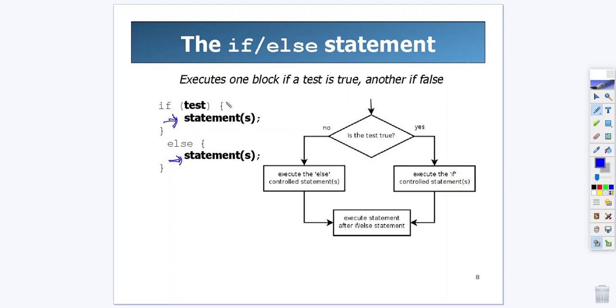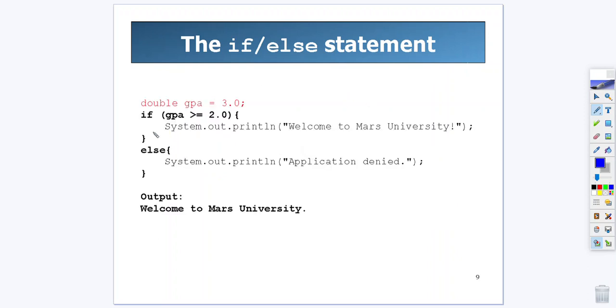All right, so just be mindful that I expect to see braces every time you write an if, or every time you write an else. Anyway, so either I do this or I do that, one or the other. So here, I'm either going to be accepted to Mars University or my application is denied. So if my GPA is 3.0, this is true, so I do this. This happens when my condition is true. This happens when my condition is false. I'm only doing one or the other.